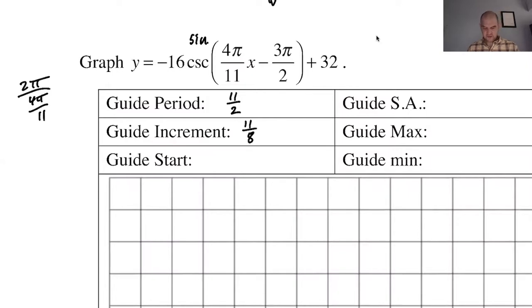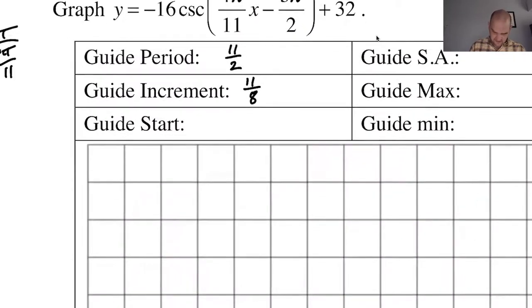The start, so what I like to do is I just move this over immediately. So 4 pi over 11 x equals 3 pi over 2. I'm going to multiply by 11, so 4 pi x equals 33 pi over 2, divide by 4 pi, 33 pi over 8 pi, 33 over 8. So at least that's kind of working out nicely.